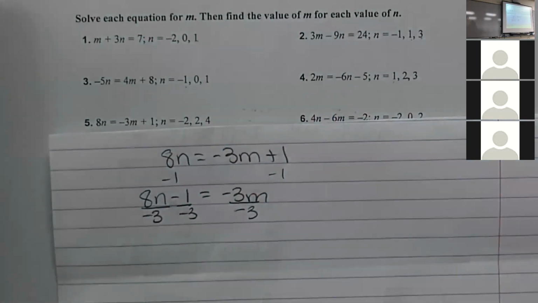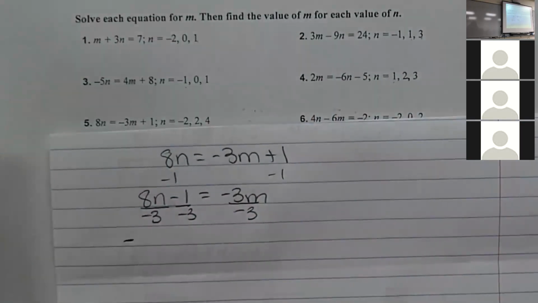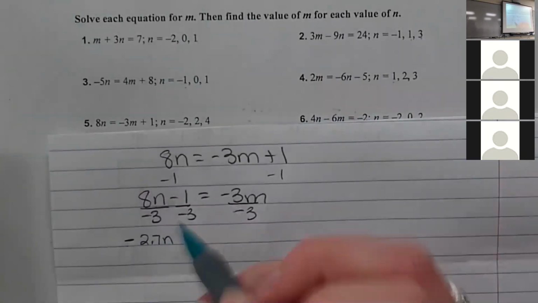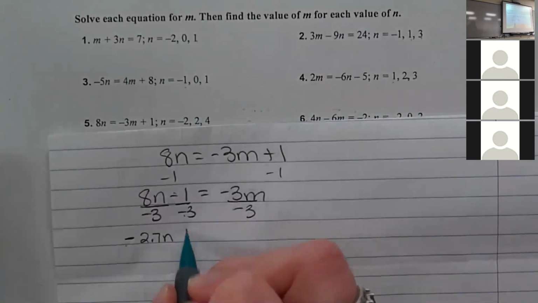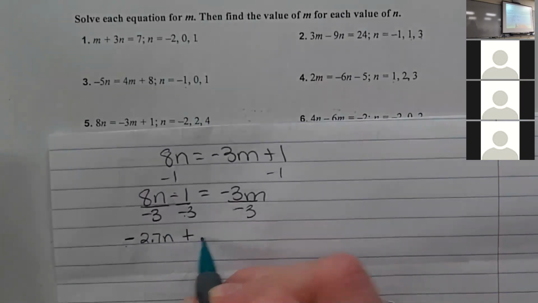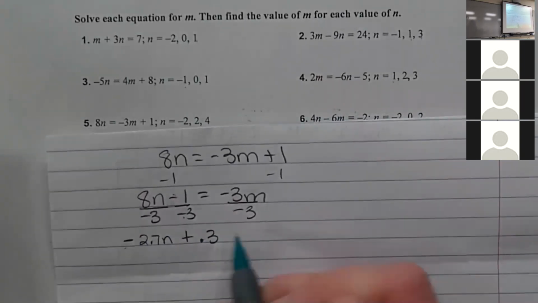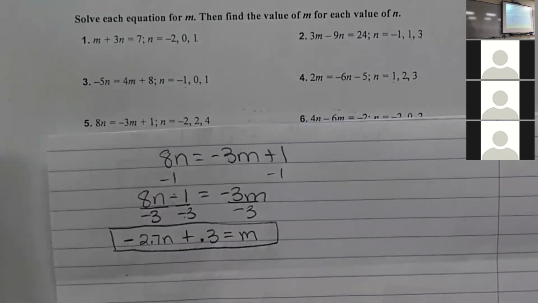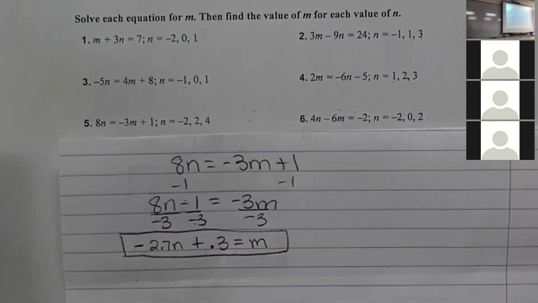Okay, this is when we're going to need our calculators, unless you can do that in your head. What's 8 divided by negative 3? 2.6 repeating, right? So we're going to round that to 2.7. So negative 2.7n. And then a negative over negative makes a positive. 1/3 is 0.3 repeating, right? So that's going to give me 0.3. We're just rounding to the nearest tenth equals m. Because you guys like decimals better than fractions. Okay. Trying to move it up.